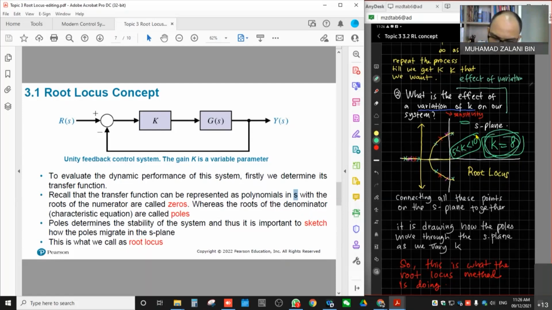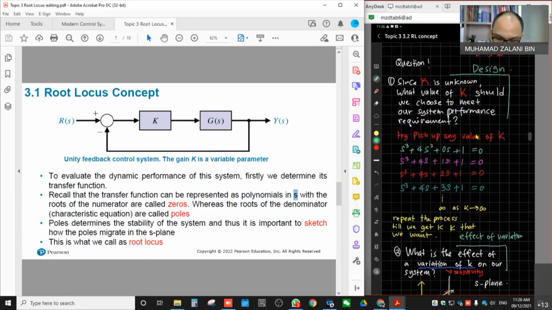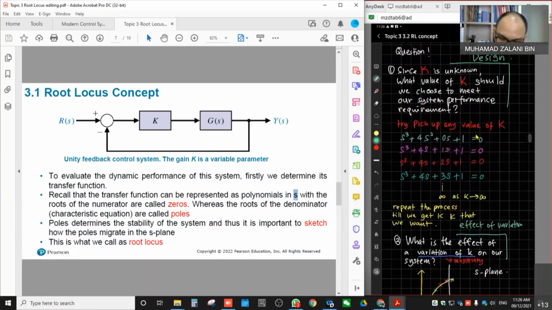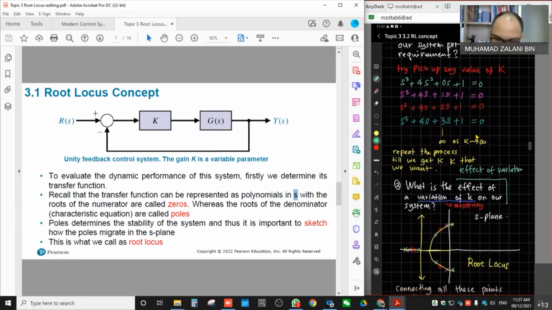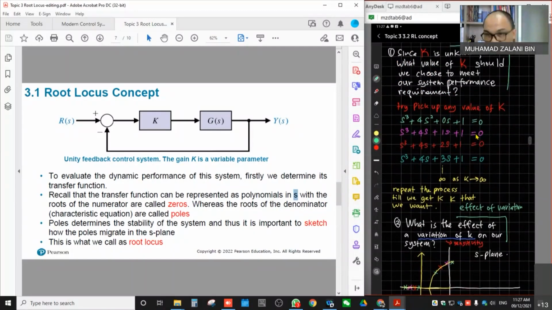As long as K has no variation, say K equals 8, the system is stable. It can be used in the city, on stable roads, no problem. But when K has variation, what is its sensitivity? Is the performance still stable? Is it cloudy? So that is the effect of variation. We want to know these two things when we design the system: in terms of design and in terms of the effects of variation.